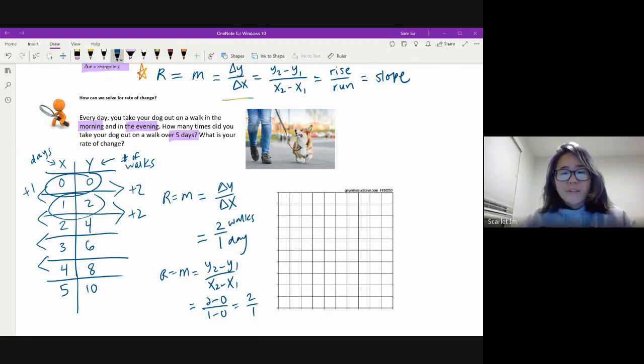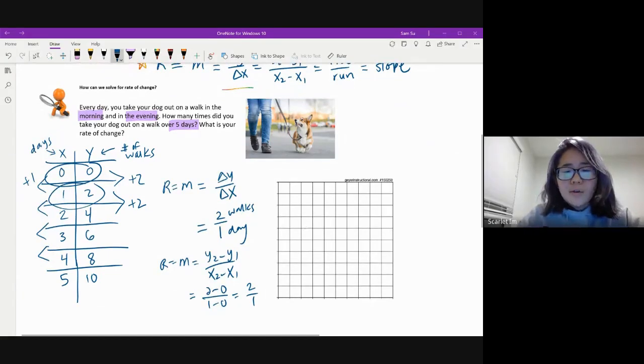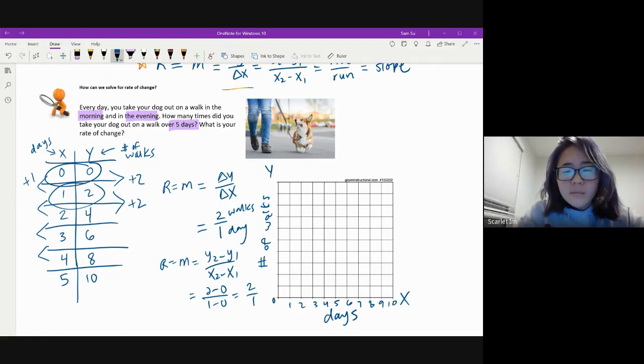How can we graph this? Each of these are points, right? So what would be our x-axis, our horizontal? If this is our x and our y, we know our x is going to be represented by days, and our y value is going to be the number of walks you take your dog on. And I'm just going to go up by 1.